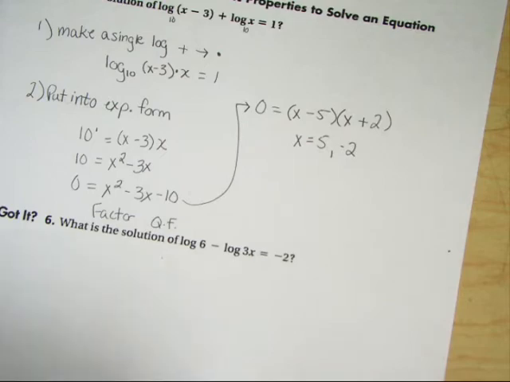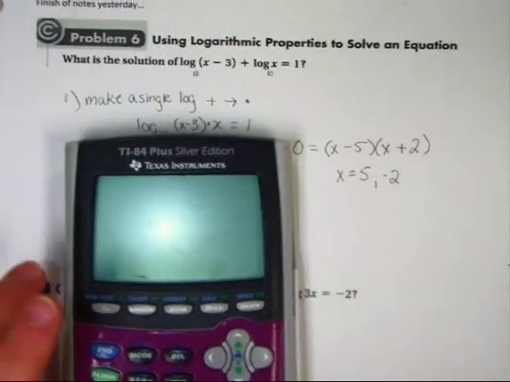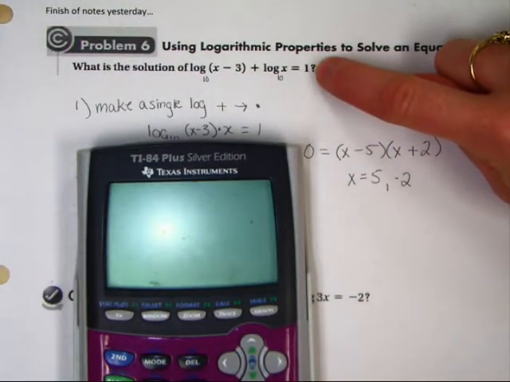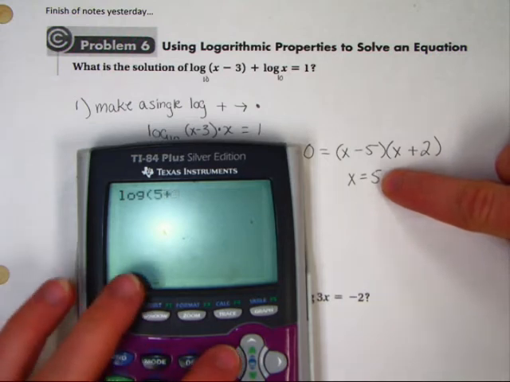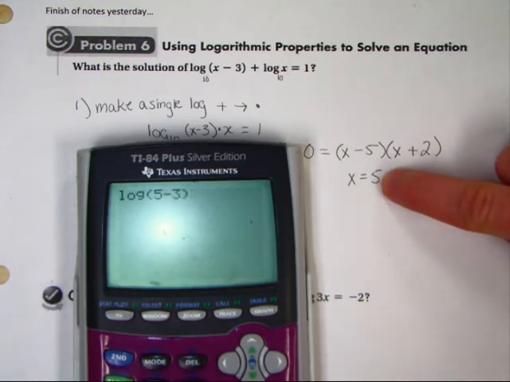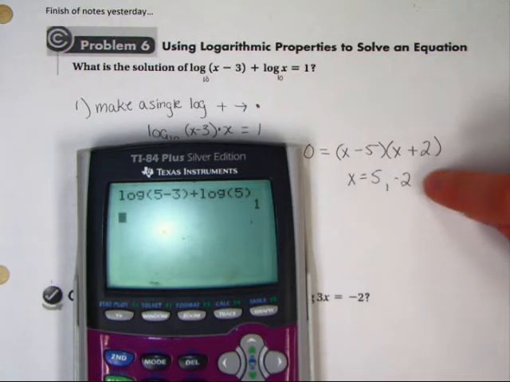Now what we need to do is check and make sure that our answers are correct. So I'm going to go back to the original. I'm going to turn my calculator on and plug it in. Log of, let's try 5 first. 5 minus 3, parenthesis, plus log of 5, and we're going to hope to get 1, which we do. Now let's try plugging in negative 2. Log of negative 2 minus 3, close your parenthesis, plus log of negative 2.